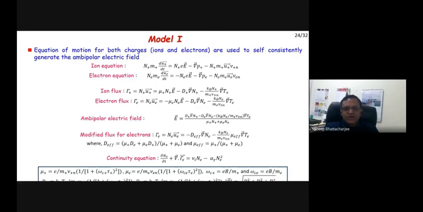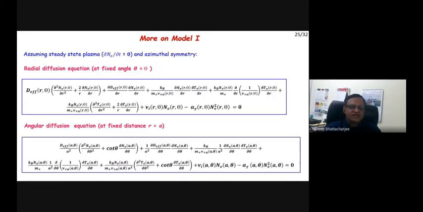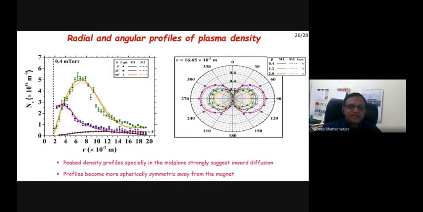So I am not going through the mathematics. This is like the fluid model: ion equation, electron equation, ambipolar electric field. Based upon this, you can get the radial diffusion equation and the angular diffusion equation. In the radial diffusion equation, you need this temperature, and if you look very carefully, this temperature is actually provided from the experiment here also. This is only for model 1. I'm not talking about model 2, but model 2 is also done in a similar way. And then we can plot these radial and angular profiles of plasma density.